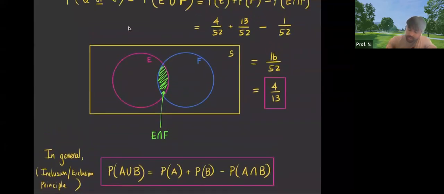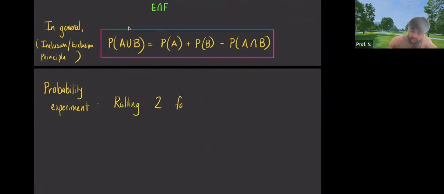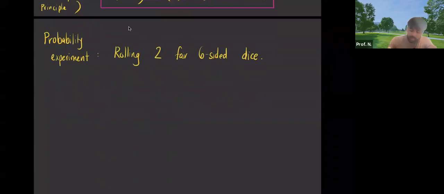Now there's one probability experiment that I want to consider. So let me talk about a new probability experiment, which is rolling 2 fair 6-sided dice. And I want to find the sample space, right? The sample space of the above event.